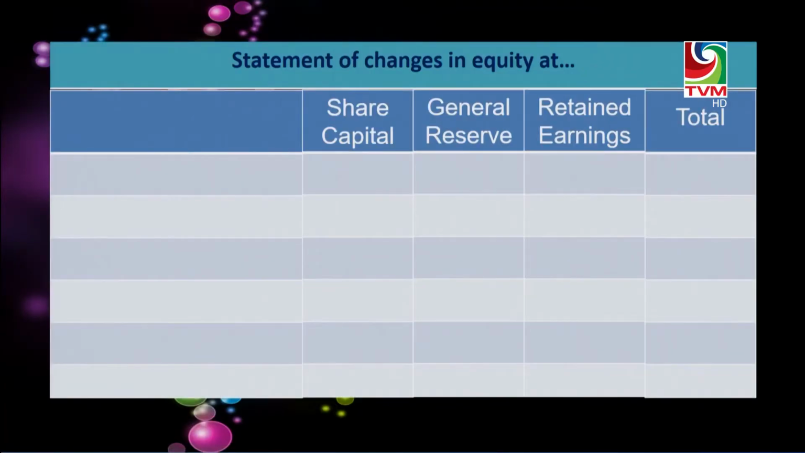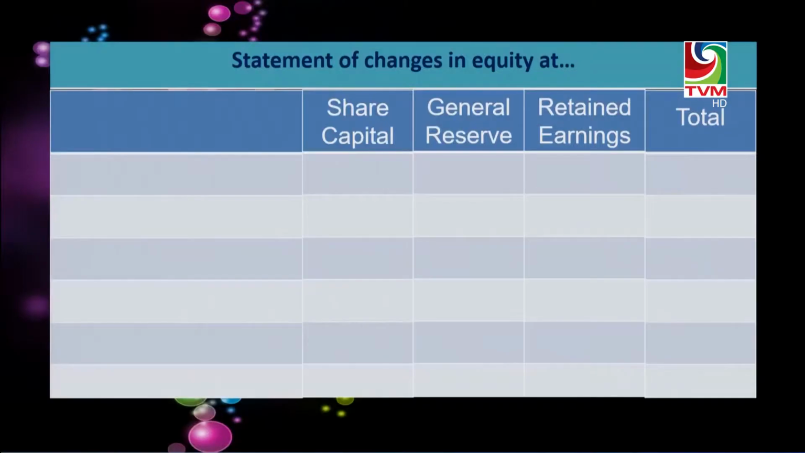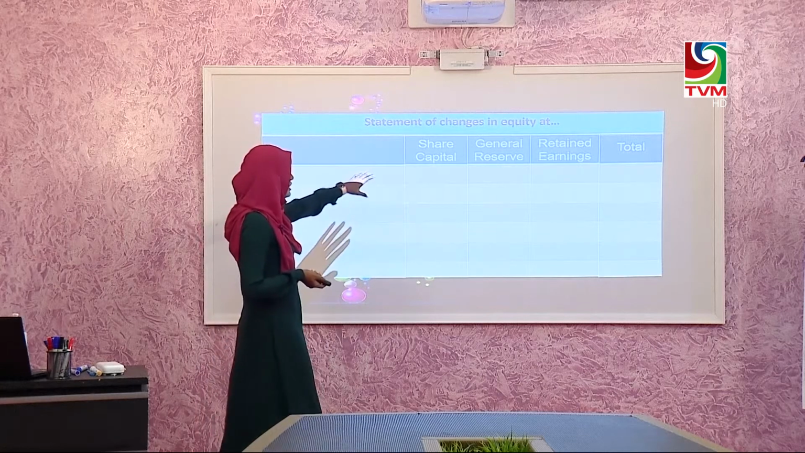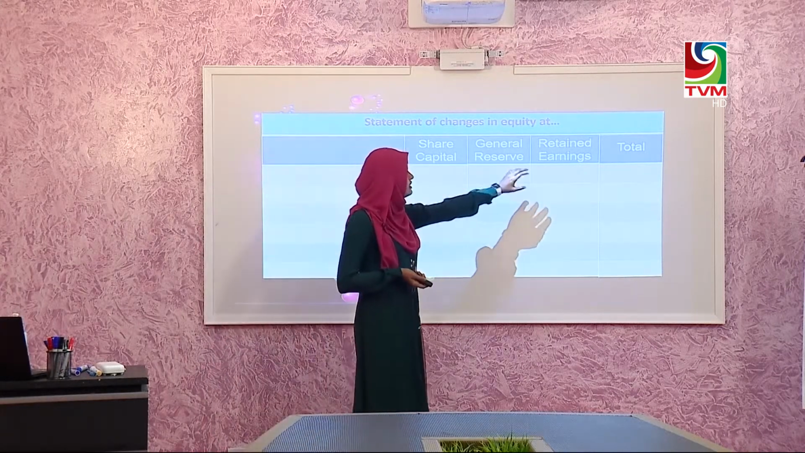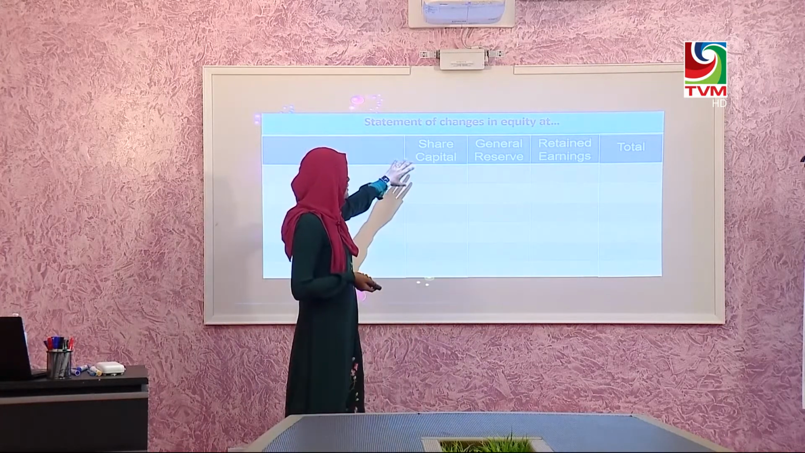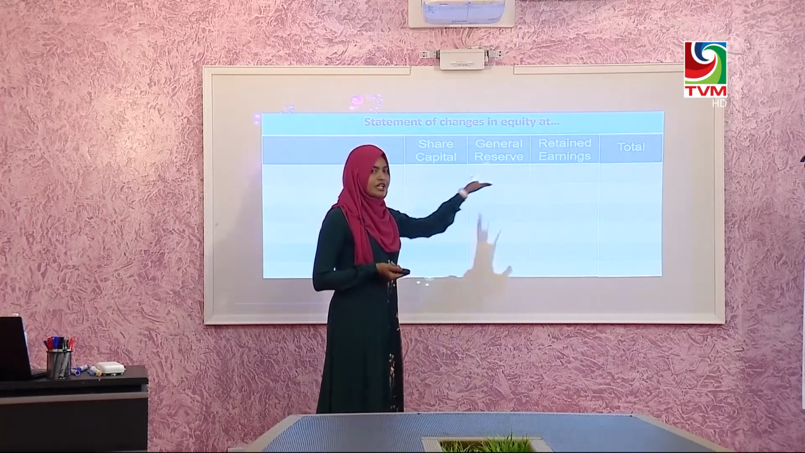Before I start with the statement of financial position, I would like to recall the previous day's lesson. In the previous lesson, we learned how to prepare the statement of changes in equity of a limited company. It is prepared to explain how our funds have been used in the business. So, we have a share capital column, a general reserve and a retained earnings column. This is the total reserves and the share capital here.